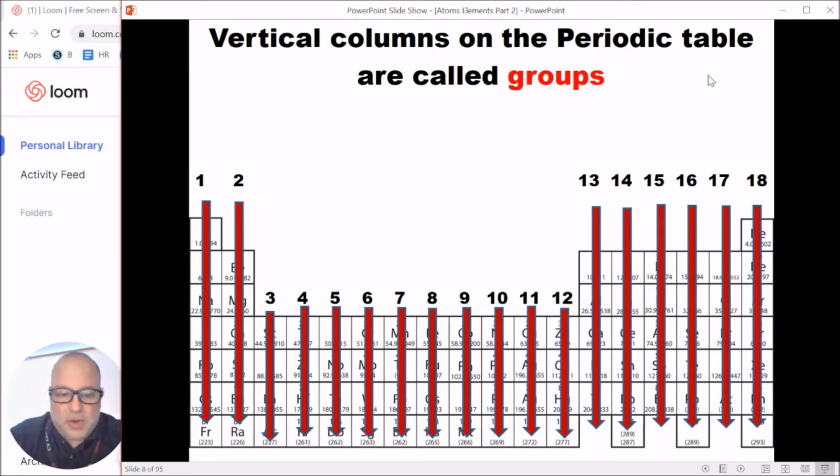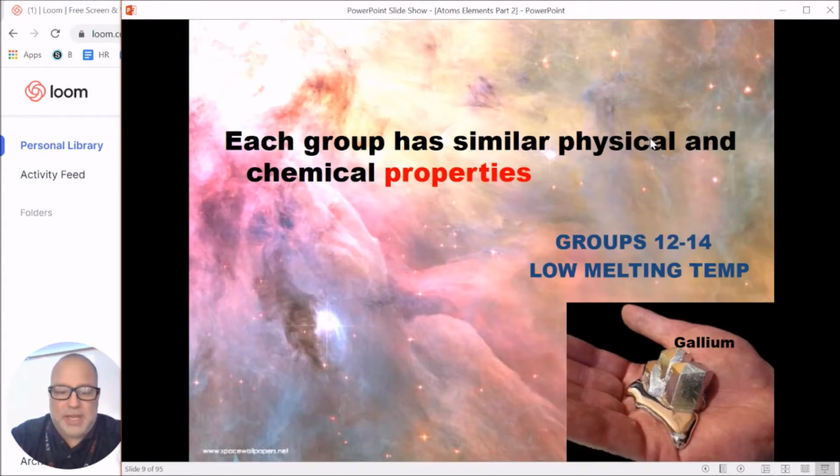So first off, we have groups, right? If you notice, there are these stacks of blocks, and those stacks are all numbered, so they go from 1 all the way over to 18. The reason each element is in a specific group is that it's grouped together with elements that are similar to it. So all the elements in group number 1, for example, are very similar to each other for the most part. Same thing with, say, group 11 or group 14 or group 18. They're all very, very similar. So each group has similar properties to one another.